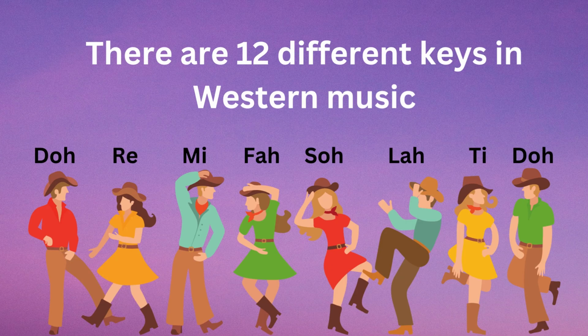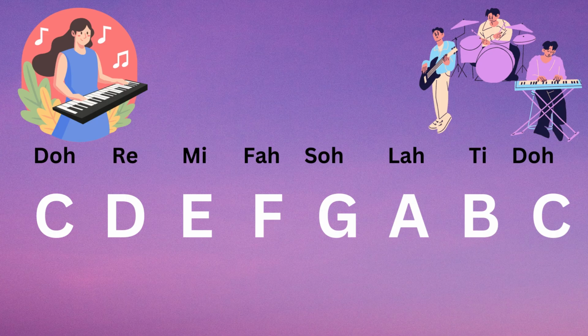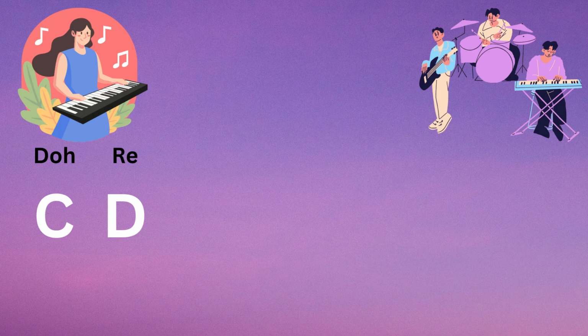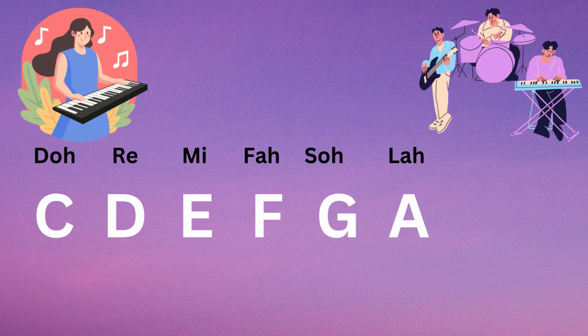There are 12 different keys in Western music, which correspond to the 12 different pitches in the chromatic scale. These keys are named after the notes in the major scale. For example, the key of C major is based on the C major scale, which consists of the notes C, D, E, F, G, A, and B.